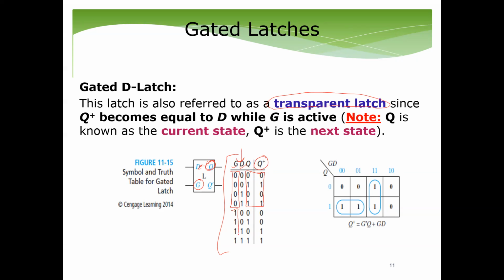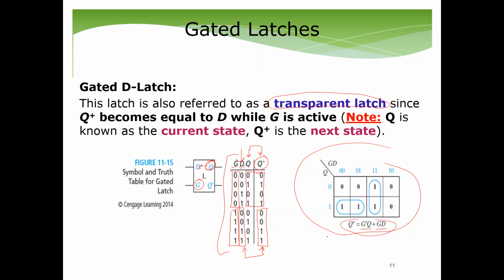Now, if G is equal to 1, the next state should equal your new input coming from D. So these two are going to be the same in case G is equal to 1, and these two have to be the same when G is equal to 0. Make a K-map for the next state Q plus, and then you'll find that Q plus will equal G bar Q or GD.